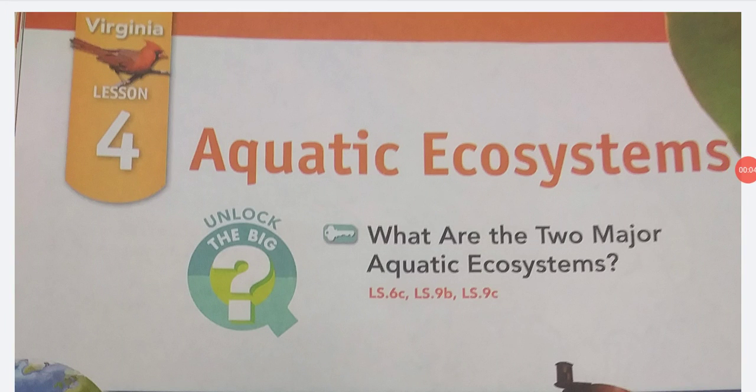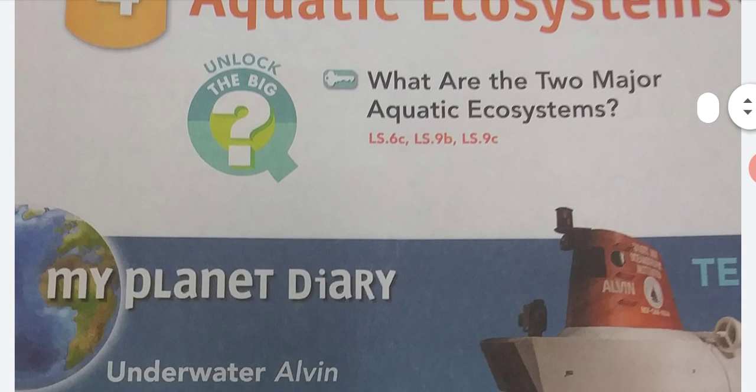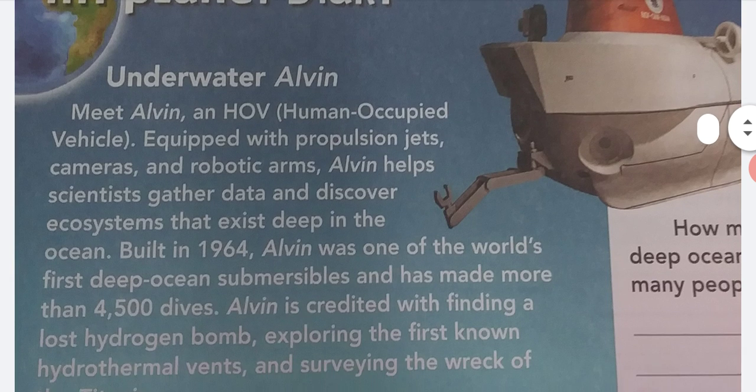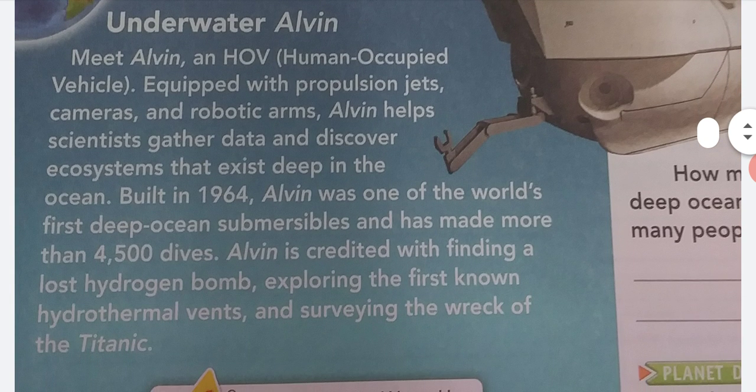We're on Chapter 13, Lesson 4, Aquatic Ecosystems. My Planet Diary: Underwater Alvin. Meet Alvin, an HOV, human-occupied vehicle.